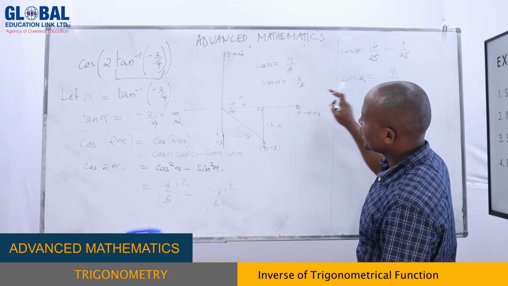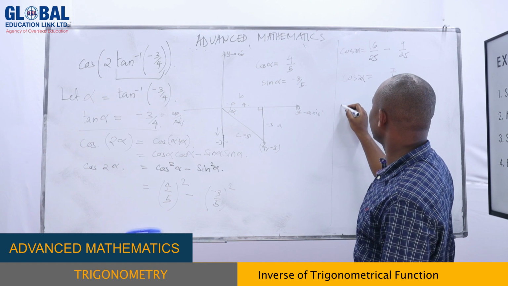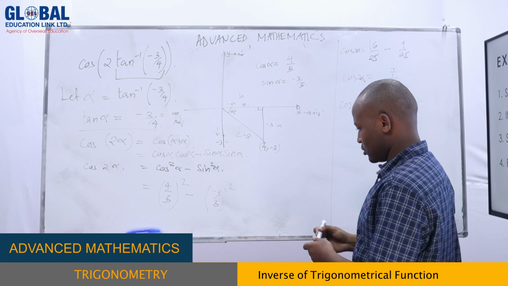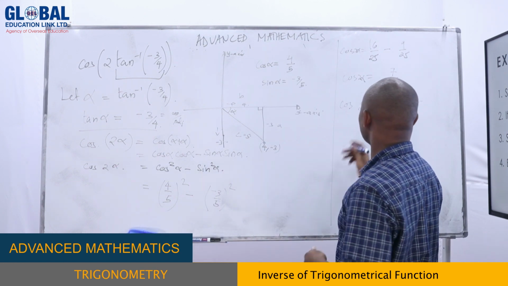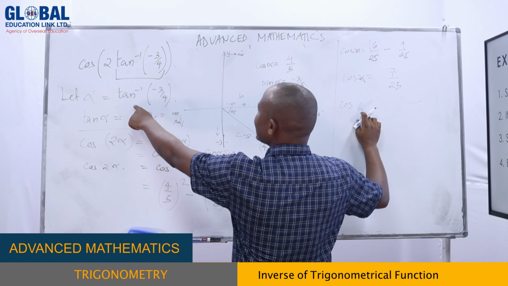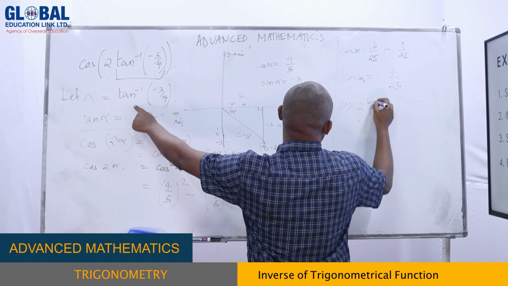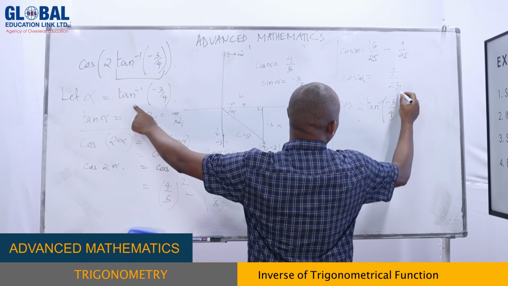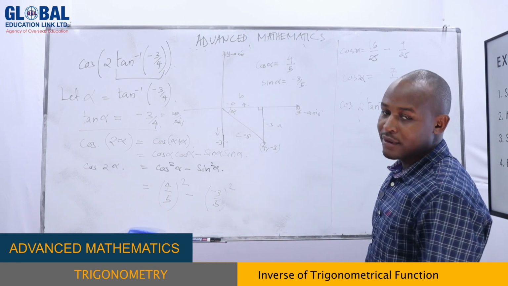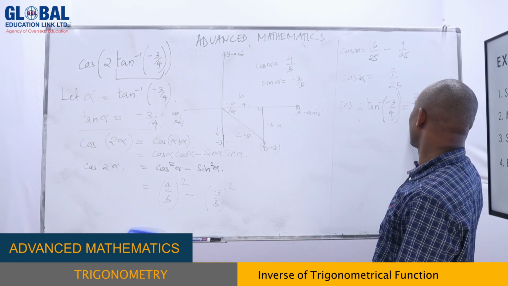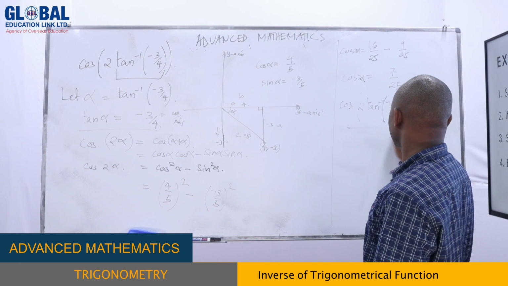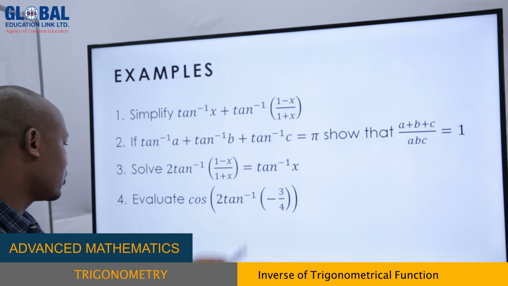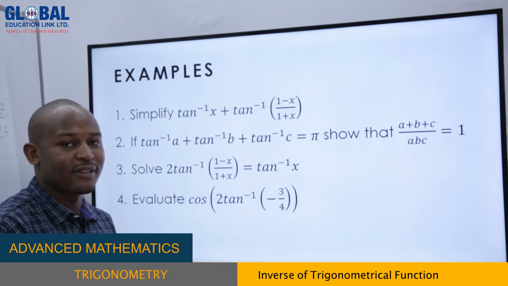And what is our alpha? Remember, we let alpha be tan inverse of negative 3 over 4, so cos of 2 alpha, and at the end we have obtained the value 7 over 25. So that is how we evaluate such kind of expression, as we are told to evaluate.